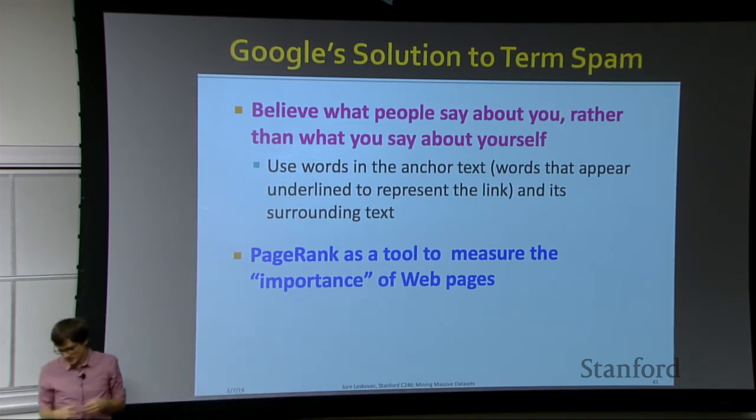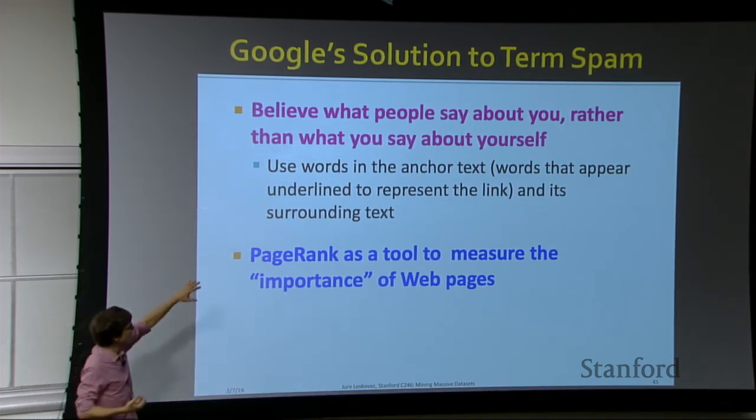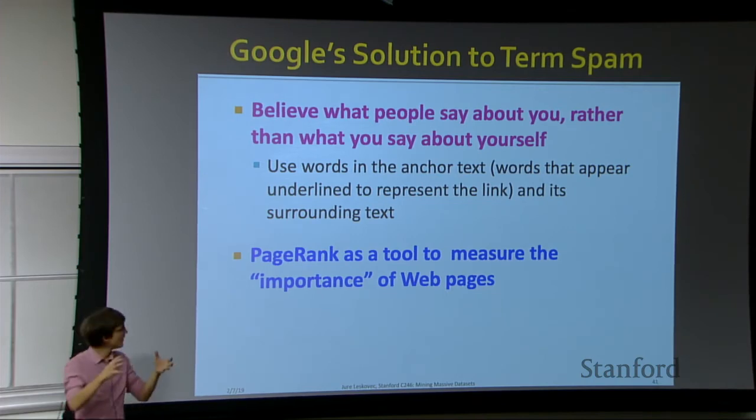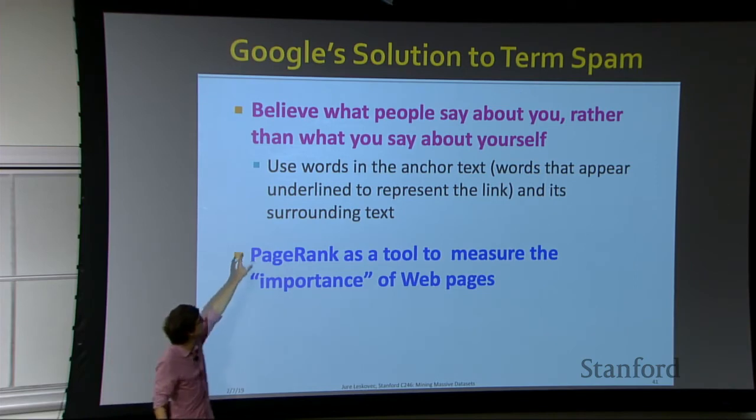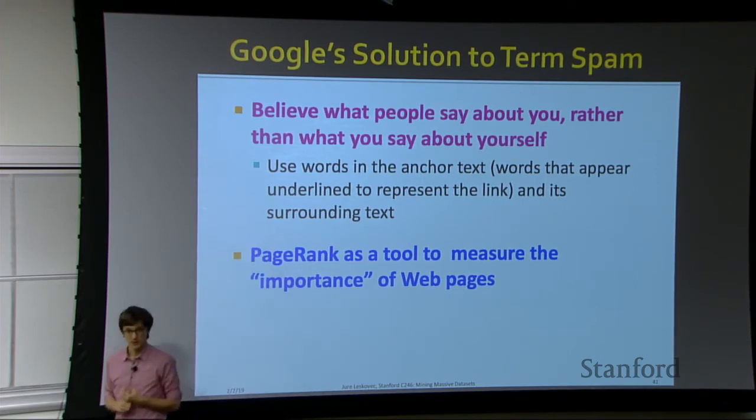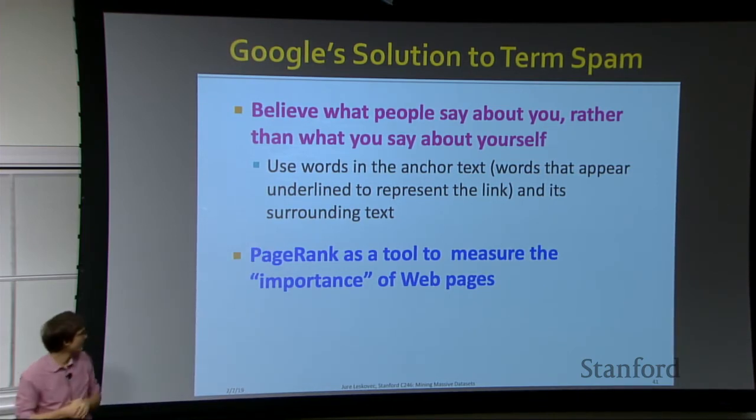So this is what is called the anchor text, right? These are the words that appear in the text of the link and the text around it. And Google actually was using this as a way to index web pages rather than looking at the content of the web page itself.